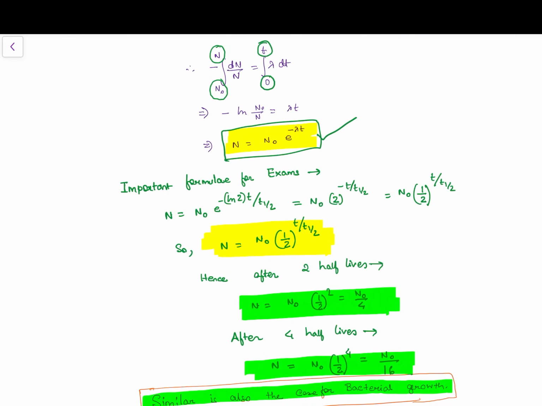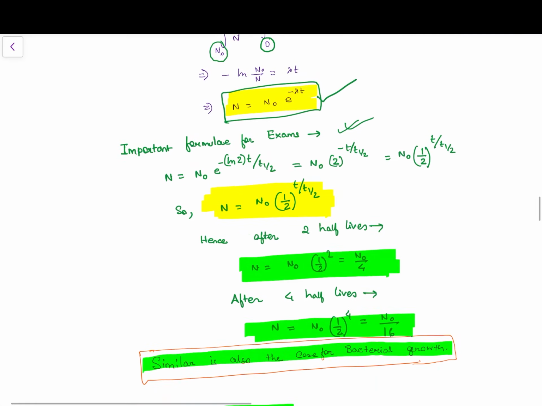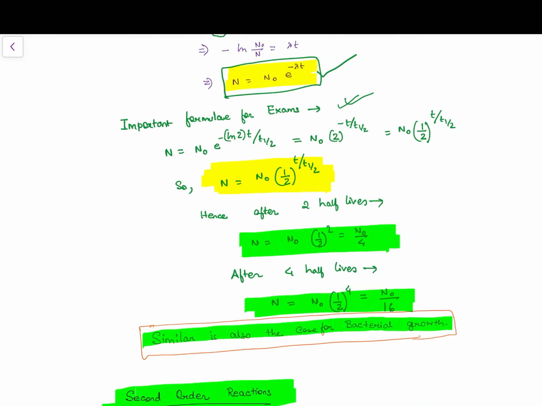Now a very important formula for exams, usually given in problems: suppose after 3 half-lives, how much of a reactant will remain and how much will be disintegrated. So by using the following formula, N is equal to N0 into half to the power t by t half. So t by t half is actually the number of half-lives that have passed. The derivation is very easy and can be done by anyone.